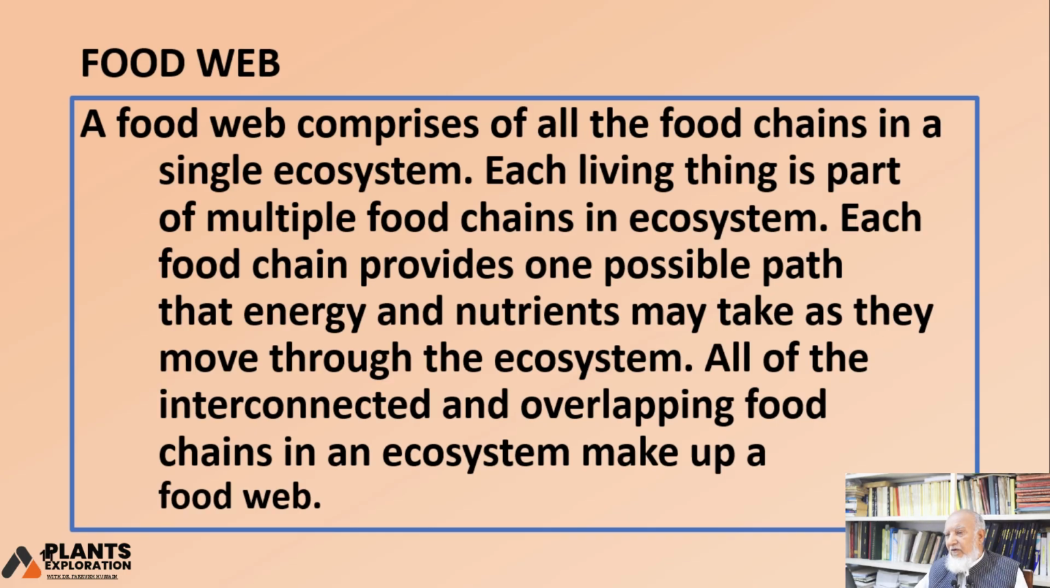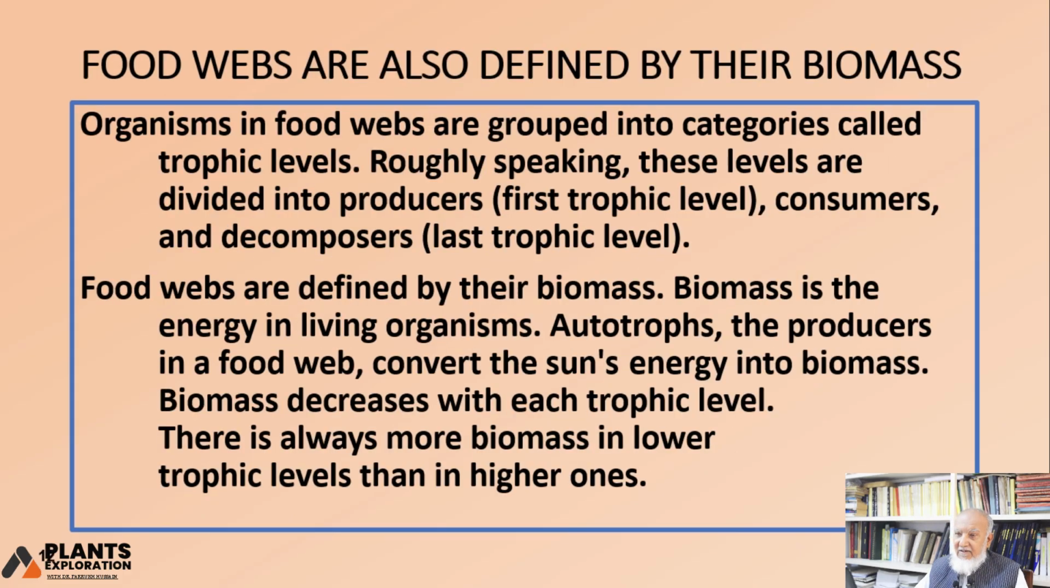Organisms in food webs are grouped into categories called trophic levels. Organisms in a food web are categorized into various trophic levels. Roughly speaking, these levels are producers, plants, consumers, herbivores, and decomposers, the last trophic level, which decomposes the material and again provides energy to the system.